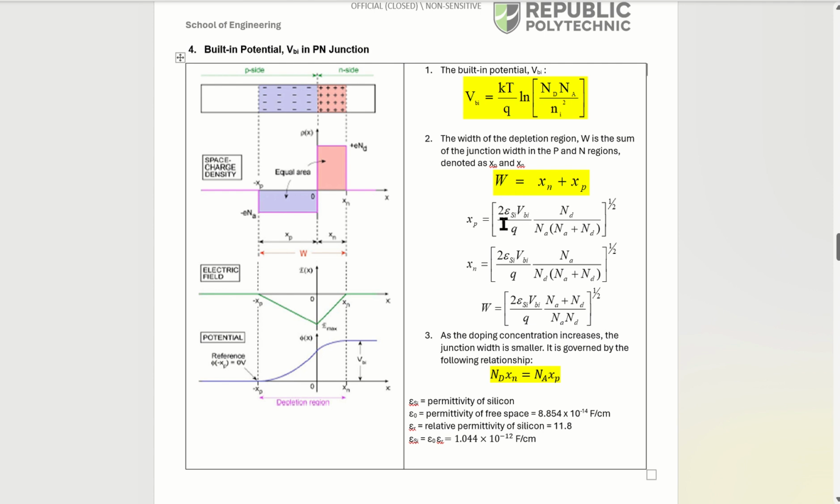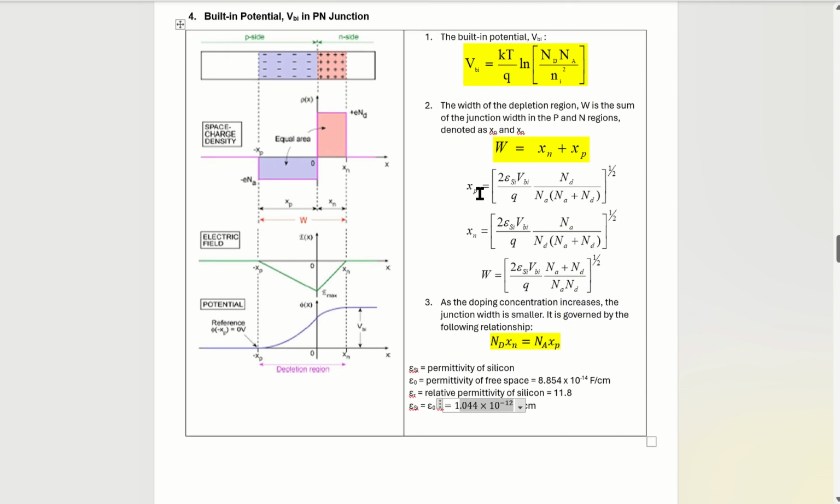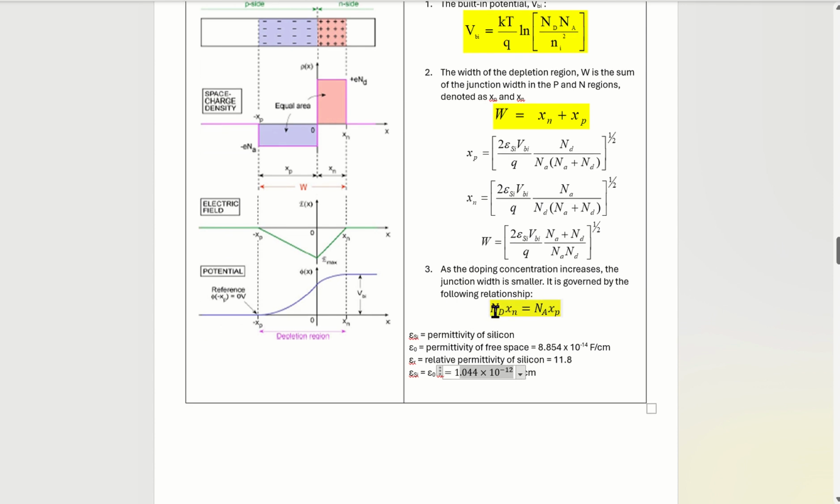Also we have this epsilon_Si. This one, epsilon_Si, is basically the permittivity of silicon, and it's given by this value. It's just a constant. And for the total depletion width, we can sum and simplify, and we'll get an equation like this. One more thing to notice, the X_n and X_p are related by this equation.